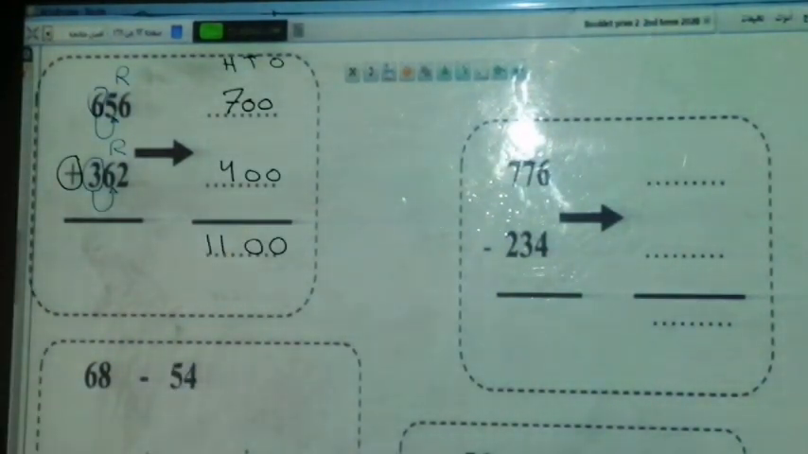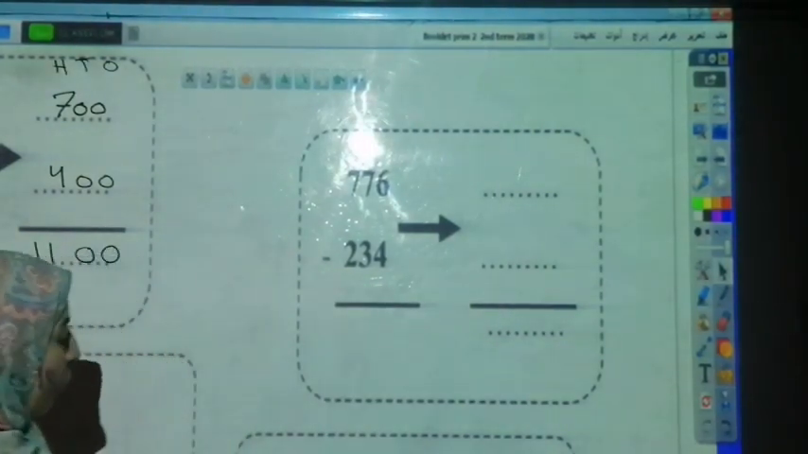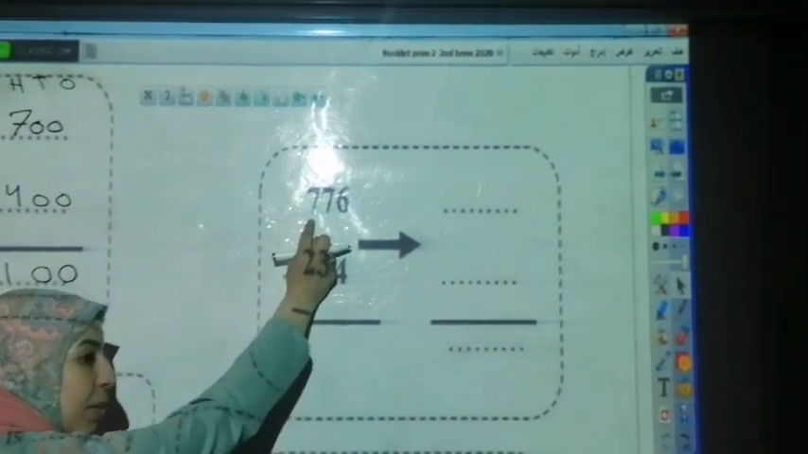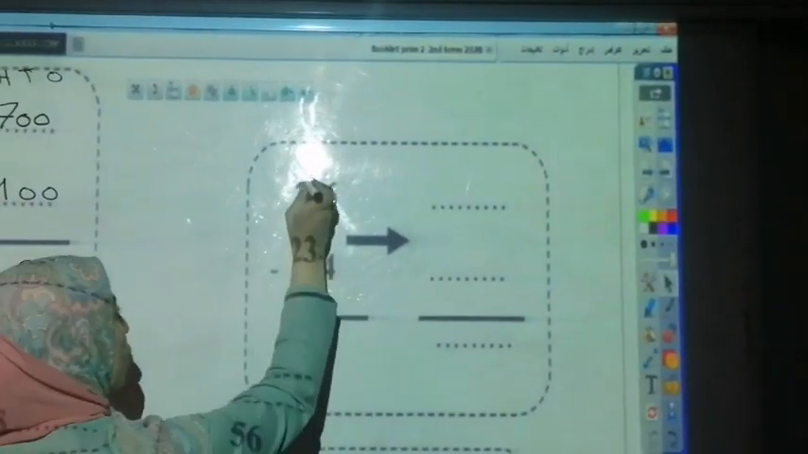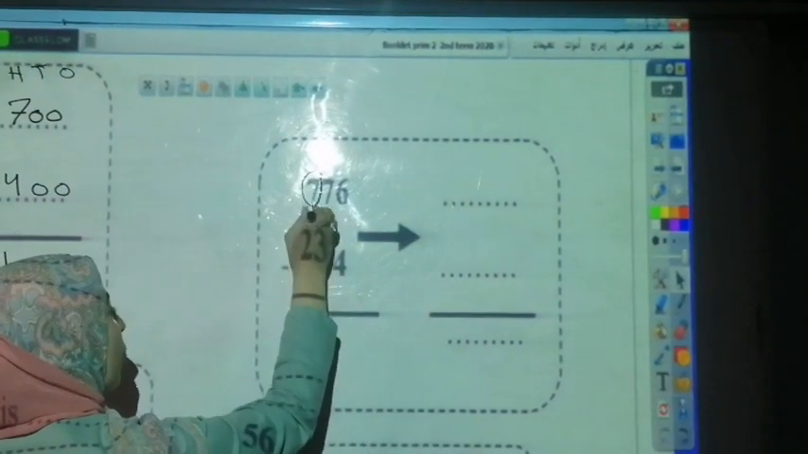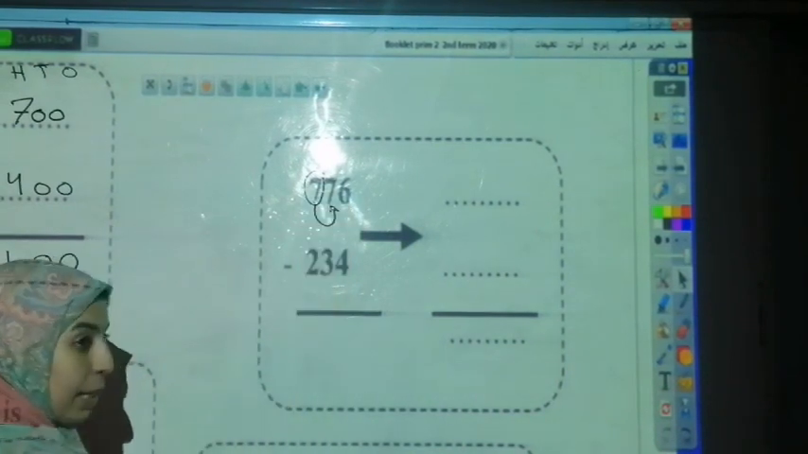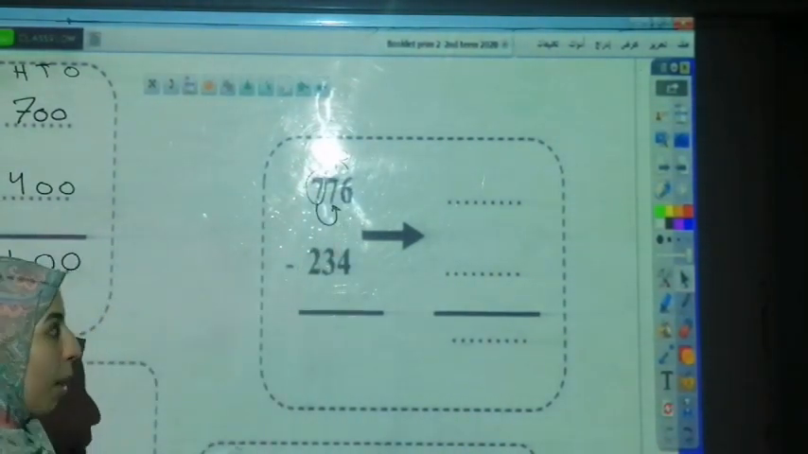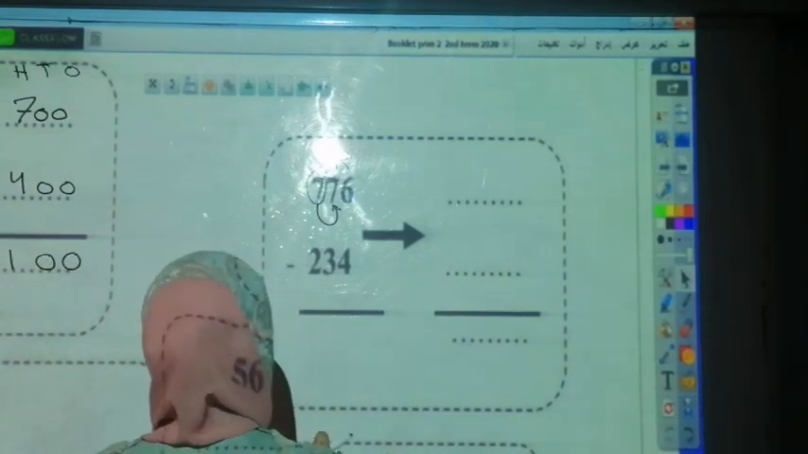Okay? 776 minus 234. Round 776 to the nearest 100. Circle around 7 in hundreds. Look at the digit before hundreds, 7 in tens. 7 is rich. So 776 rounds up to 800.